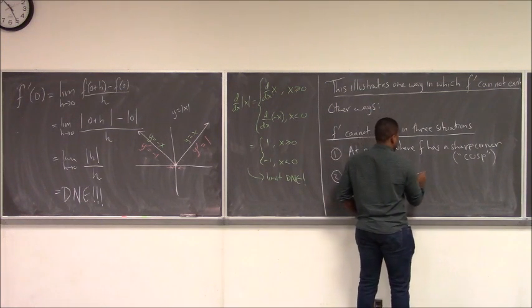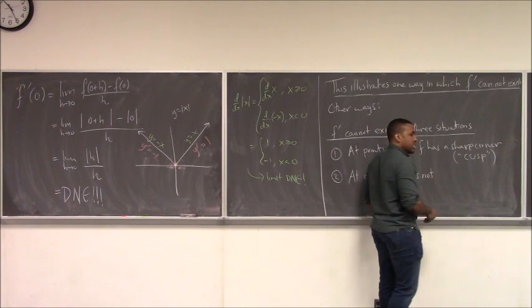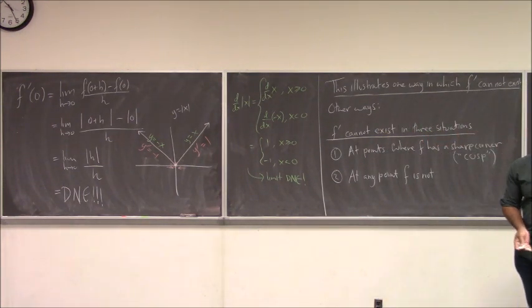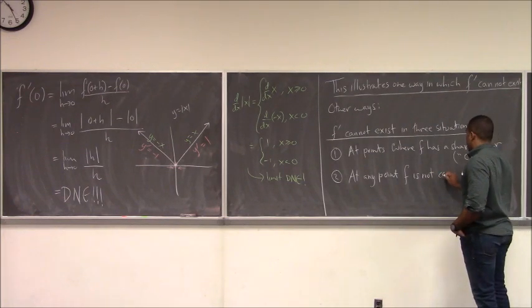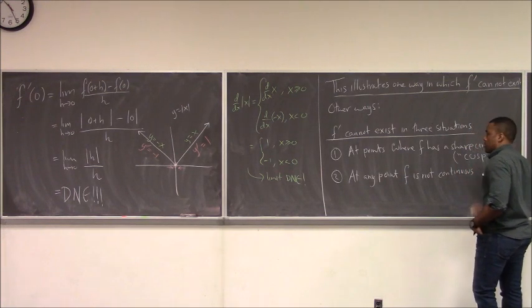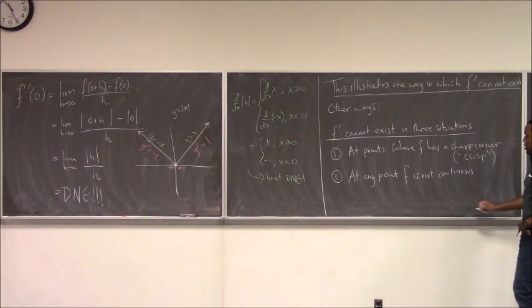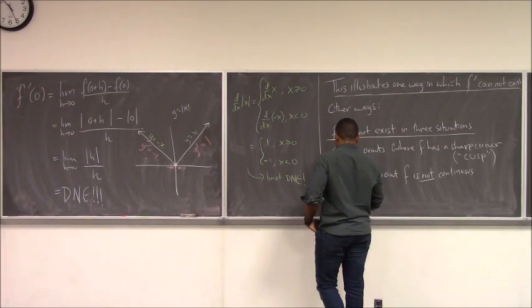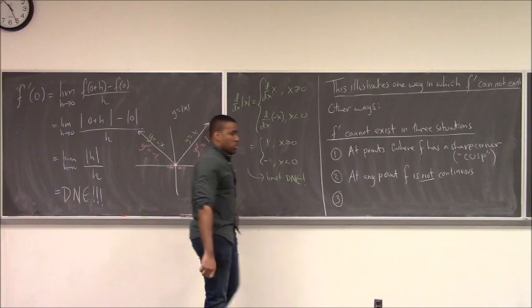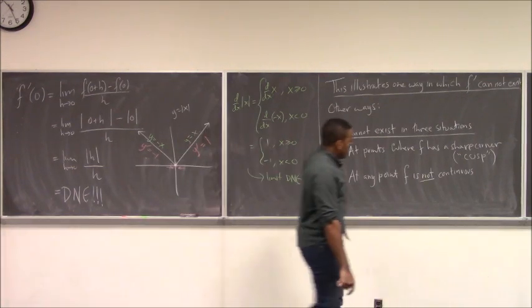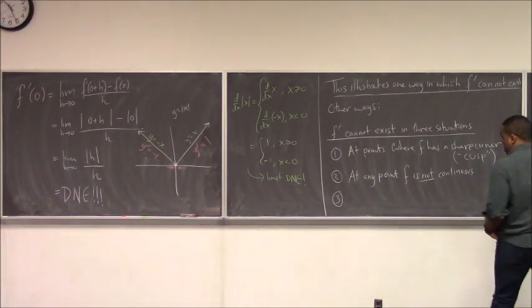Second, at any point where f is not continuous. If your function doesn't exist there, if there's a gap or a jump or a hole, you can't draw a tangent line there. The point doesn't even exist to be able to draw a tangent line to. So we need continuity. So if there's a sharp corner, can't find a derivative. If it's not continuous, can't find a derivative.